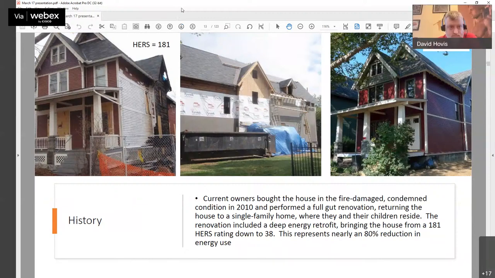So a bit of history on this house. We bought this house, fire damaged, condemned condition, as seen on the left, in 2010, after an arson burned down the house next door and damaged this house in the process. We did a full gut renovation, returning the house to a single family home, and I live here with my wife and two sons. We did a deep energy retrofit, bringing the house from a 181 HERS rating down to 38, which is an 80% reduction in energy use. Next slide, please.